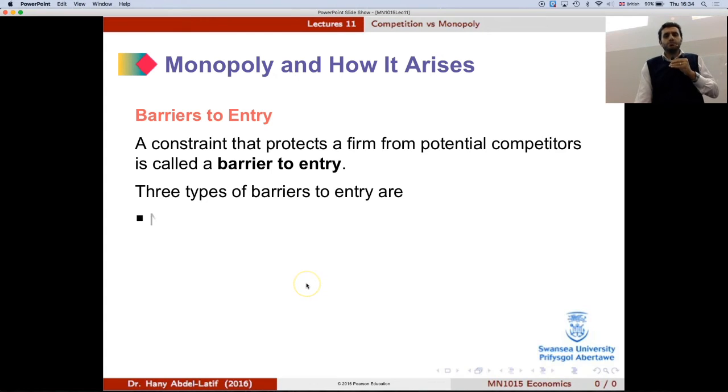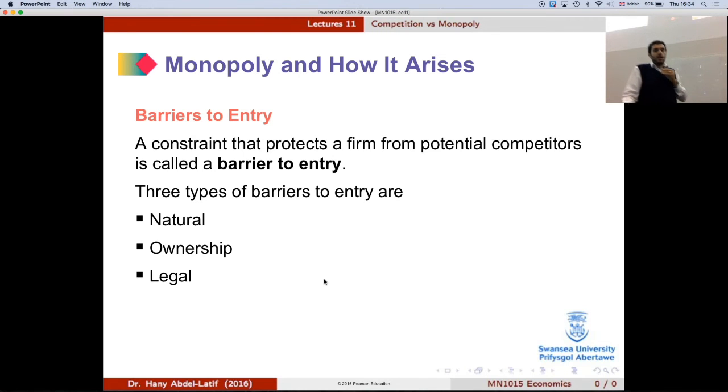These barriers could be of different types, natural barriers or ownership. So they own some economic resources that are owned just by the monopolist, so others cannot have access to this type of resources. Or legal barriers, like they need permission or a license, and they can't get this license or permission. Whatever the type of barrier, this is not what we're going to be concerned about now, but it's very important to understand there are barriers.